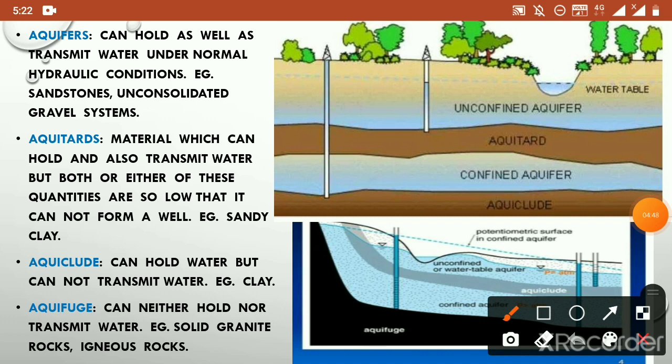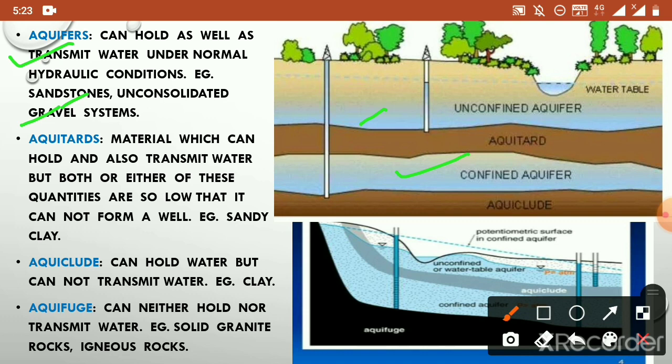At last, let's have a quick revision of what we have learned today. Aquifers can hold as well as transmit water under normal hydraulic conditions. Sandstones and gravel systems are examples of aquifers. Aquifers are of two types. First is unconfined aquifers and second is confined aquifers.